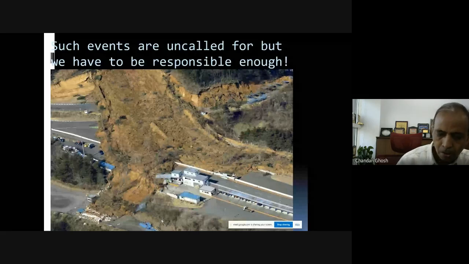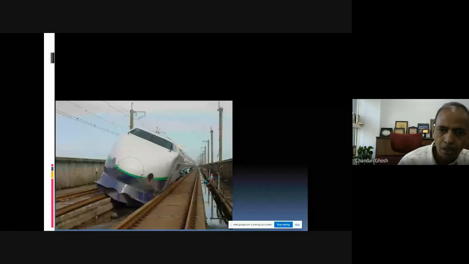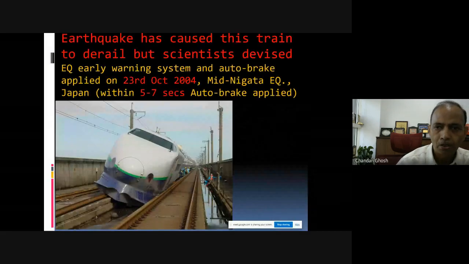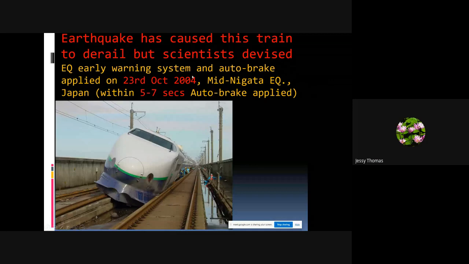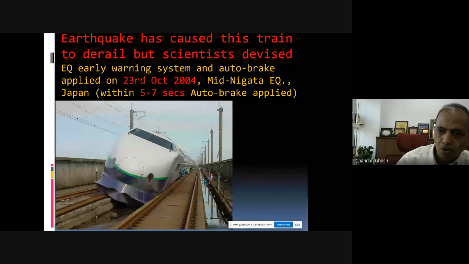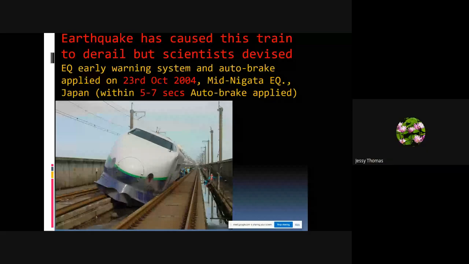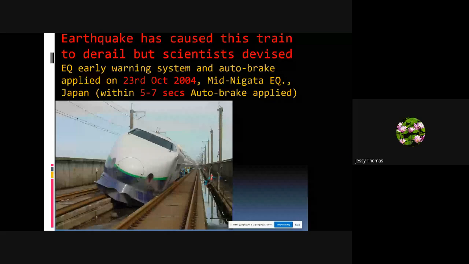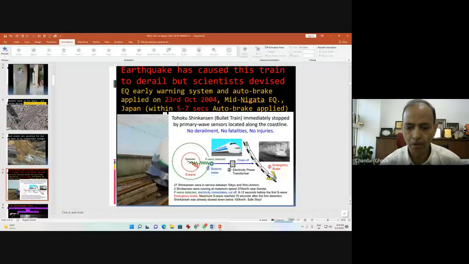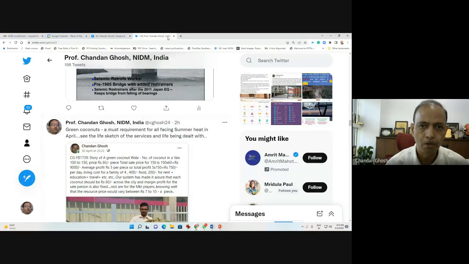So finally, I would say that this is the train which I have shown already. The earthquake caused this train to derail, but scientists devised an earthquake early warning system, and an auto brake is applied within 5 to 7 seconds. Okay, let me finish over here. There are a lot of other things. I hope that you got the essence of what I wanted to say.